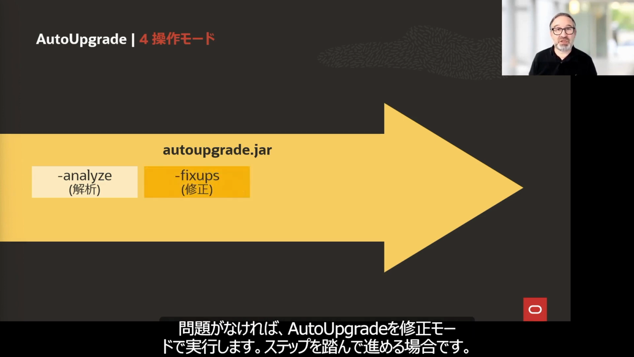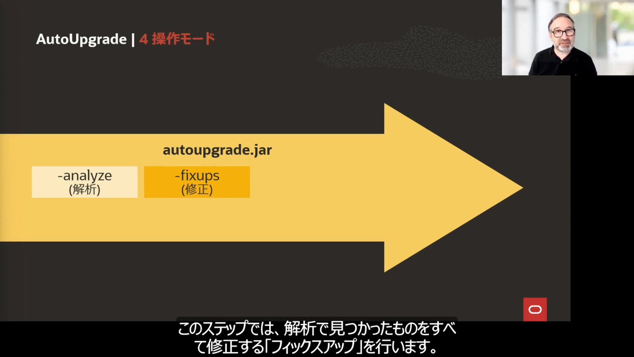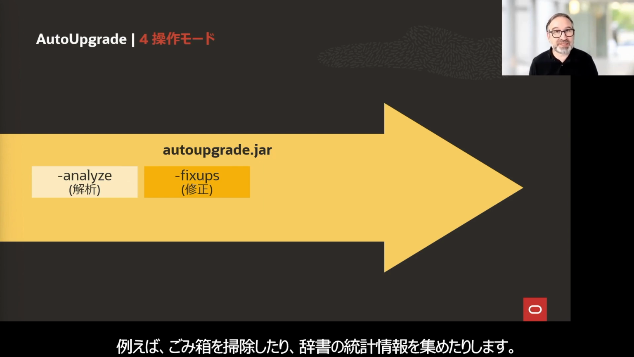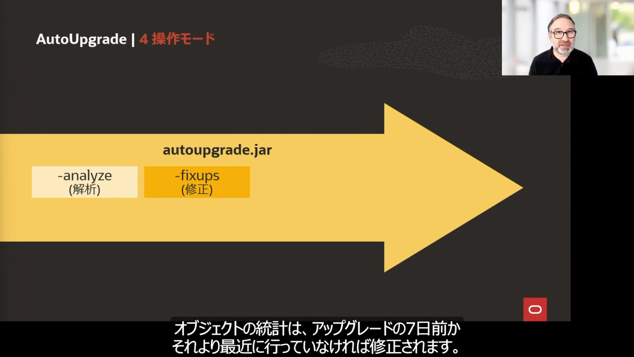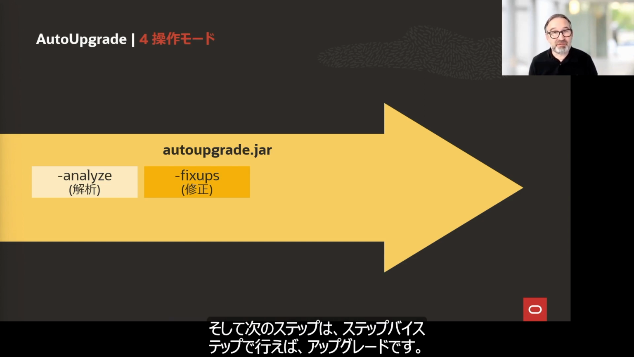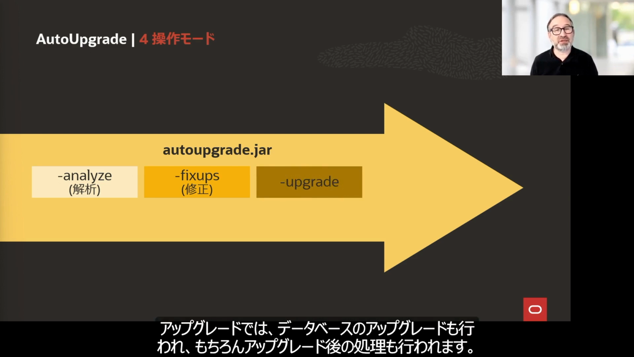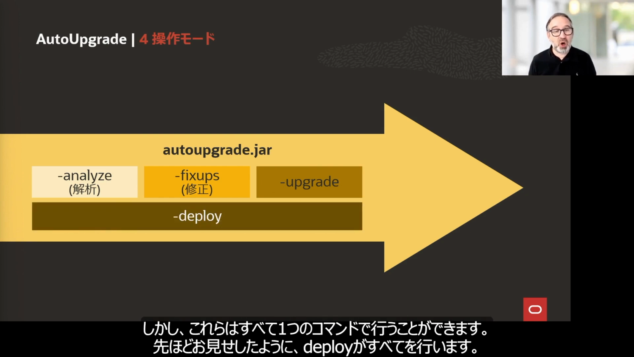If all is good, then you run AutoUpgrade in fixups mode if you do it step by step. So the next step would be fixups, which now fixes everything the analyze found. For instance, emptying the recycle bin, gathering dictionary statistics or fixed object statistics if you haven't done that 7 days or closer to the upgrade before. And the next step, if you do it step by step, would be upgrade. Upgrade would now run also the database upgrade, and of course, also the post-upgrade actions. But all this can be done with one command, as I showed you before.